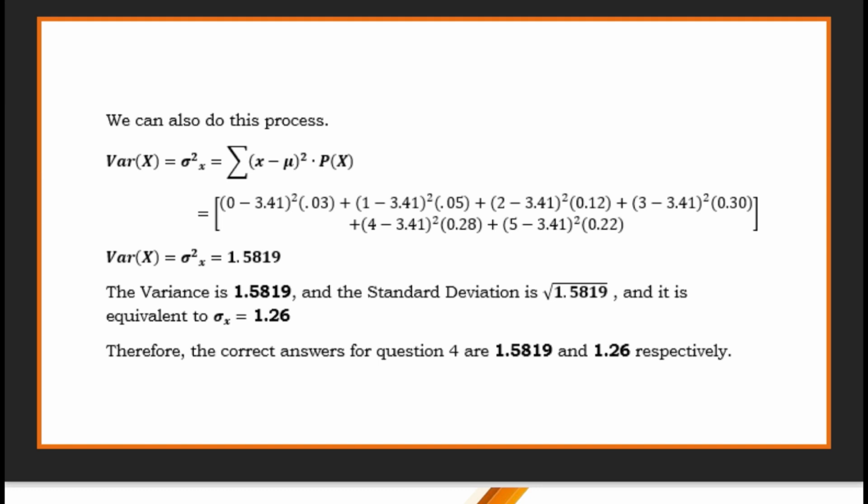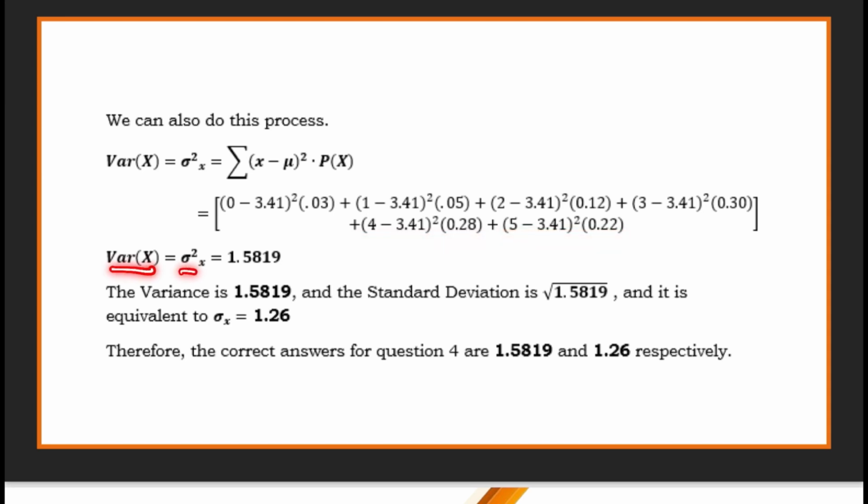We can also do this process, no? We will shorten our solution. Okay, to get the variance, or sigma squared sub x, is equal to the summation of the quantity x minus mu squared times p of x. So just simply, our first random variable is 0 minus the mean 3.41 squared times the probability, plus the second value, 1 minus 3.41 squared times the probability 0.05, plus the third value, which is 2 minus the mean 3.41 squared times the probability 0.12, plus 3 minus 3.41 squared times the probability 0.30, plus 4 minus 3.41 squared times the probability 0.28, and plus 5 minus 3.41 squared times the probability 0.22.